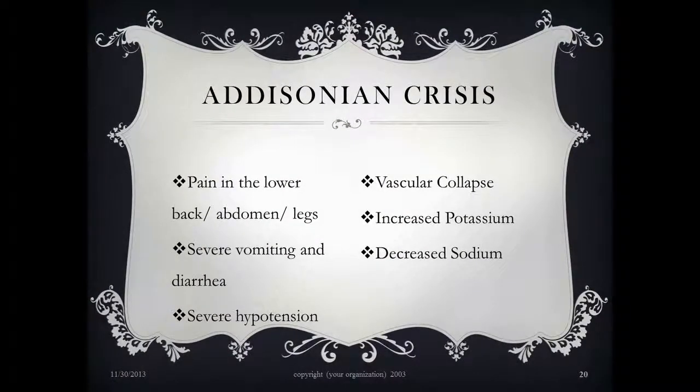In Addisonian crisis, patients would complain of pain in the lower back, abdomen, and legs, and severe vomiting and diarrhea, severe hypotension. They would experience vascular collapse. They would have an increased potassium and a decreased sodium level.